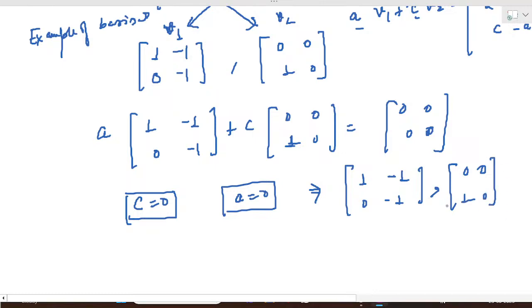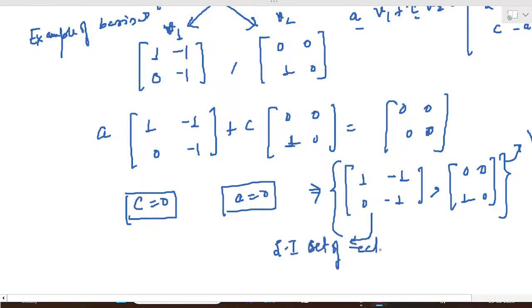is going to generate my V, that is point number 1. And point number 2, they form a linearly independent set of vectors also. They are a linearly independent set of vectors, plus they are going to generate V. It implies that these are the basis set, indeed. I hope it is clear.